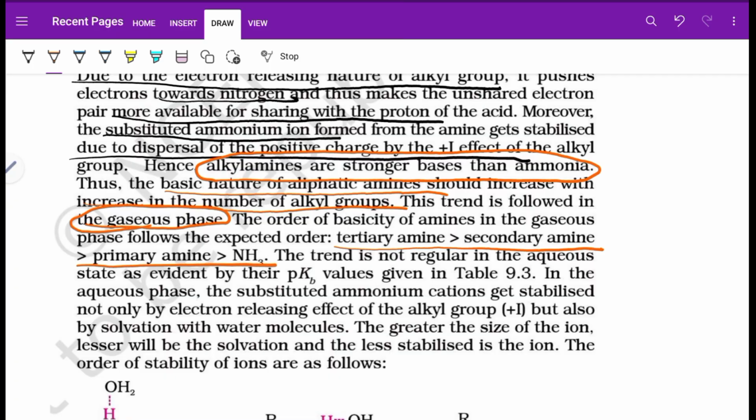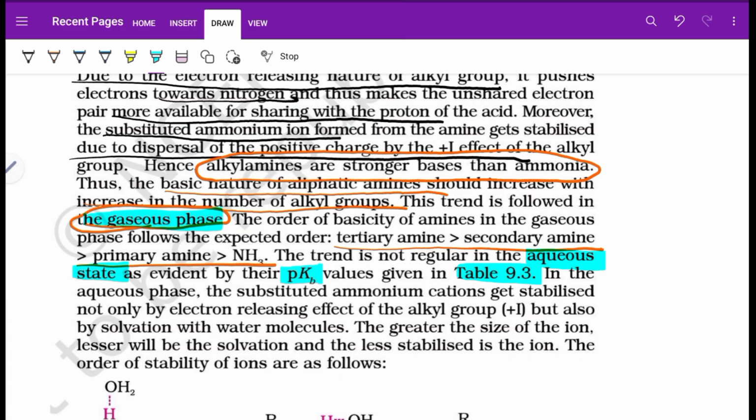The trend is not regular if you take the aqueous solution or aqueous state. That is what is seen in the pKb values in table 9.3. What happens in the aqueous phase? Why is the trend that is shown in the gaseous phase reversed, or somewhat reversed, not completely?